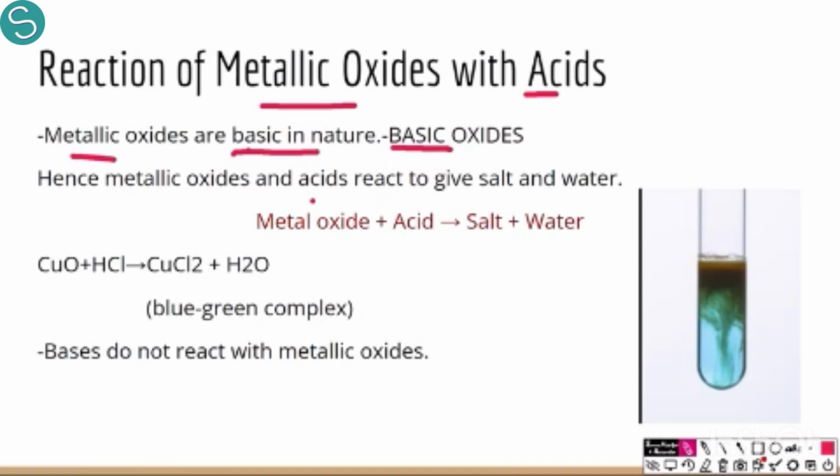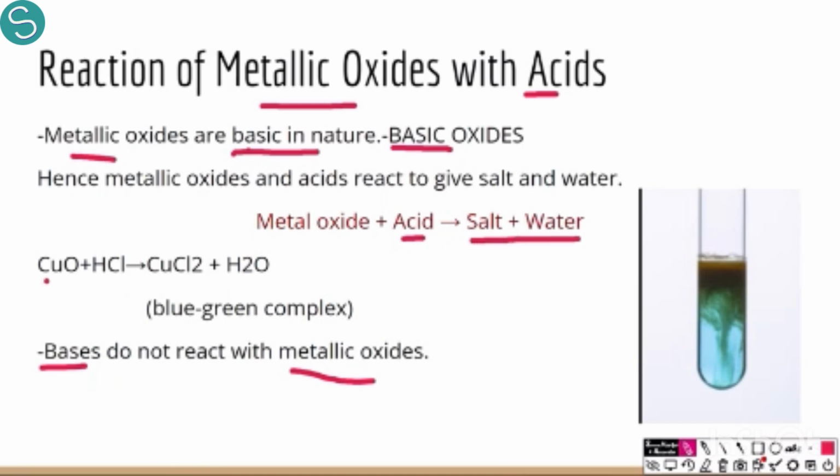Because they are basic oxides, they do not react with base. Base and base do not react. So bases do not react with metallic oxides. Why? Because metallic oxides are basic in nature. So metallic oxides or basic oxides react with acid, in a manner similar to how bases react with acids, like a neutralization reaction, and they produce salt and water.